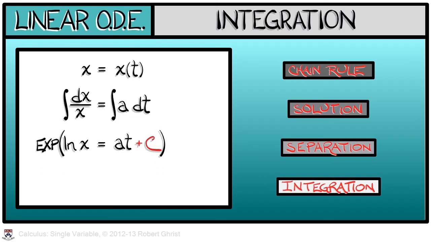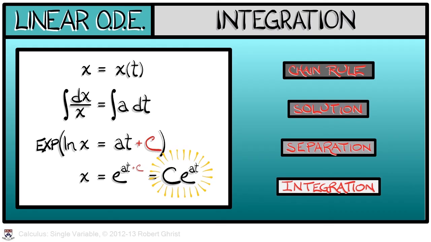Now, to solve for x, we apply the exponentiation operator. E to the log of x is simply x. On the right-hand side, we get e to the at plus a constant. Splitting that up into a product, we obtain a new constant, we'll call that c as well, times e to the at. That is our solution, and it was obtained effortlessly.